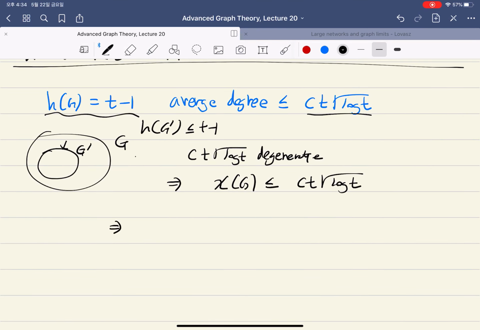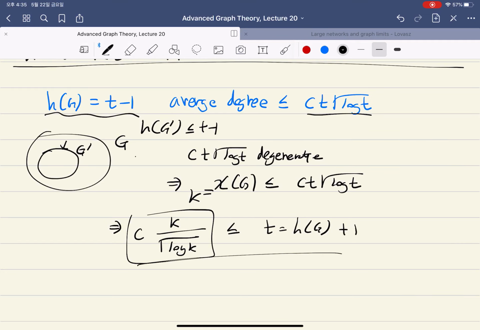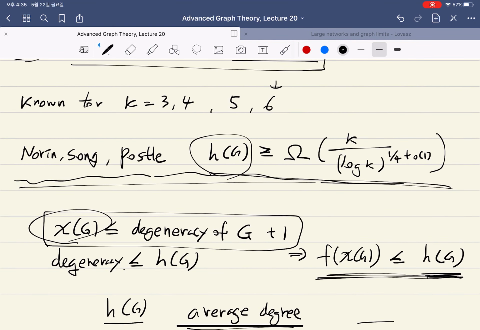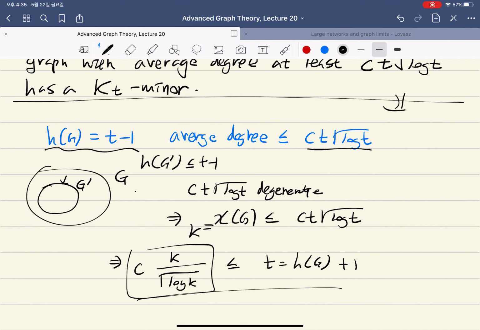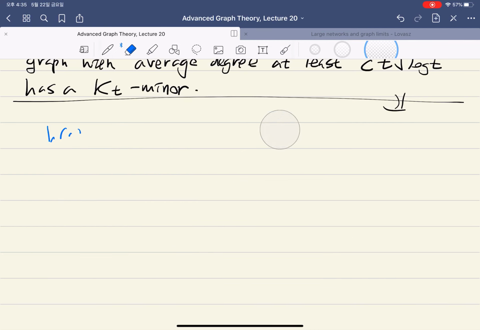So this shows that when the chromatic number k is given, then the Hadwiger number t, up to minus 1, is essentially some constant times k over square root of log k. So this gives a bound which is a bit weaker than the current best known bound. So this actually implies this relationship between Hadwiger number and chromatic number. So we will prove this.